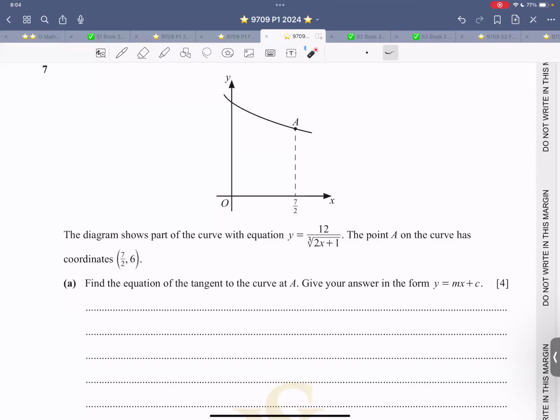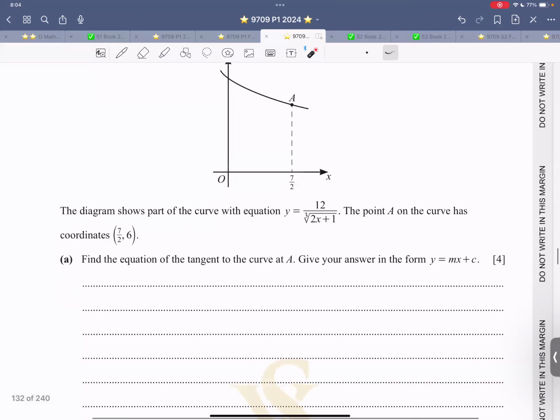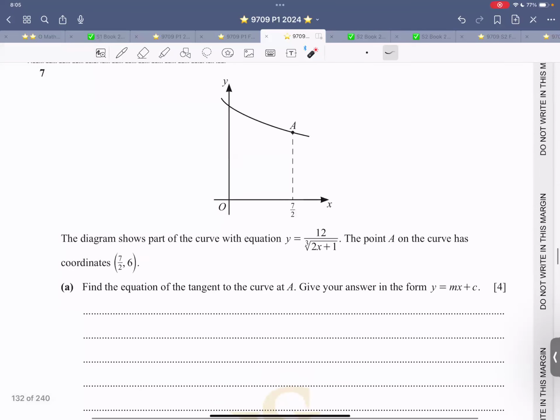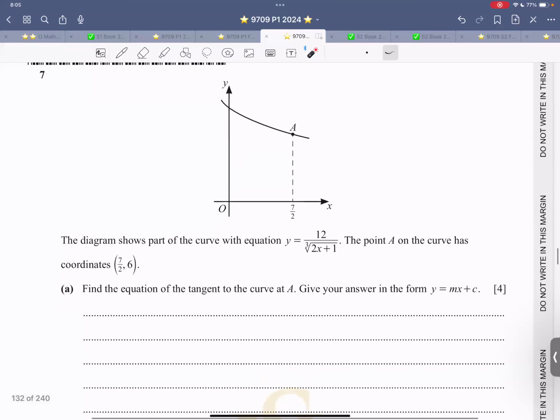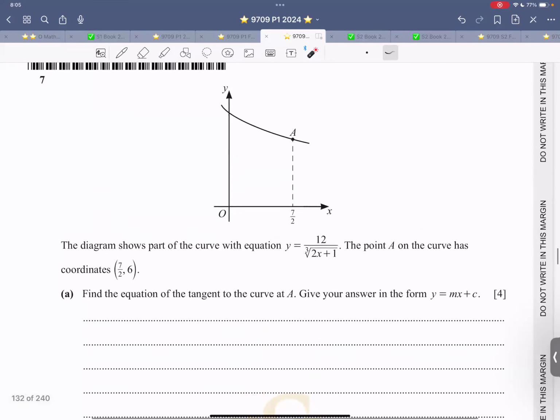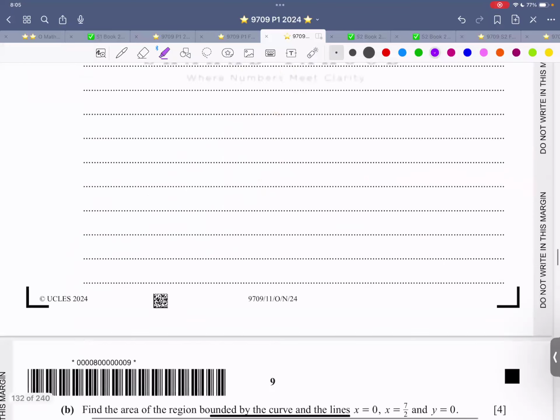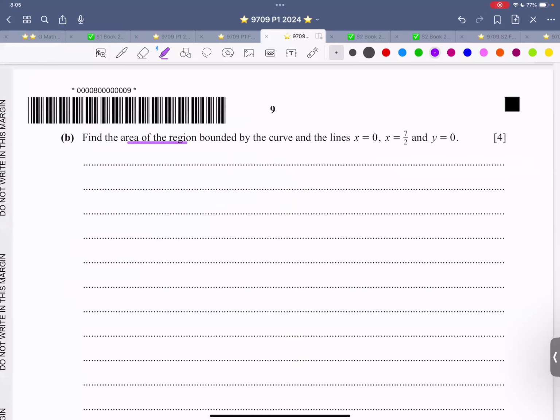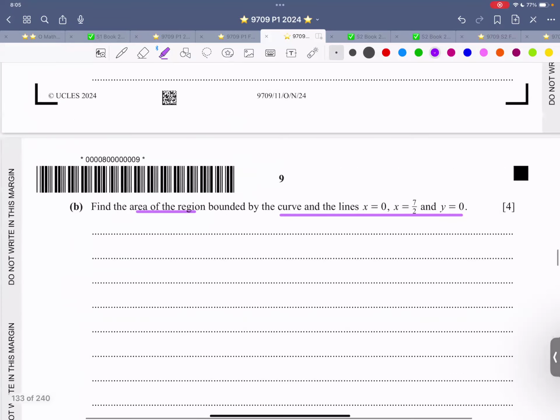So now, what is this question all about? It says the diagram shows part of the curve with equation such and such. The point A on the curve has coordinates such and such. Find the equation of the tangent to the curve at A. So I need to draw a tangent to the curve at this point. Give your answer in the form y = mx + c, and then it says find the area of the region bounded by the curve and the line such and such.